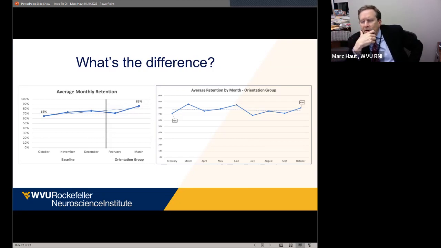So we relooked at our data. If you look at this graph over here, you'll notice that that initial bump was never achieved again. And actually in the last few months, we bumped back down to the average. Over time, to begin with, it was about 70% retention. And if you look over the last year, guess what our retention is? 70%. So what did we do wrong?